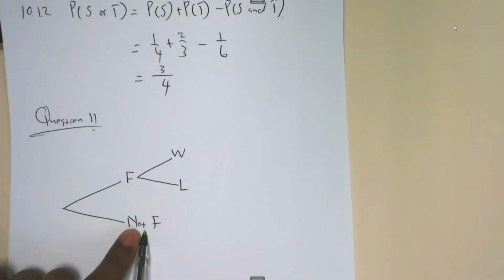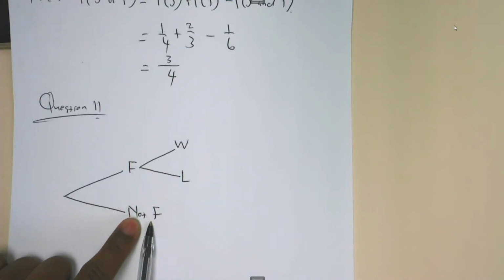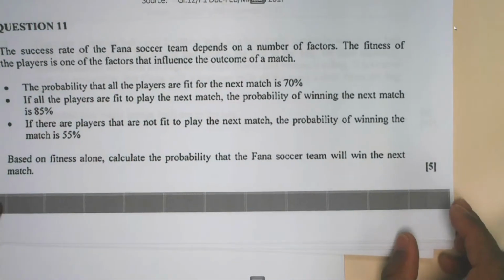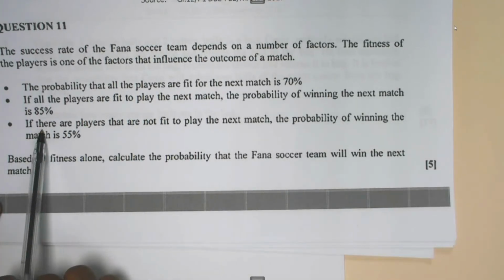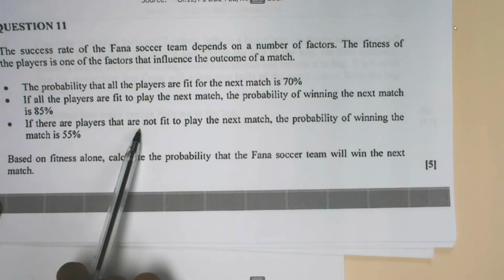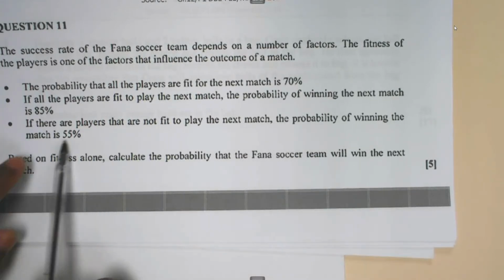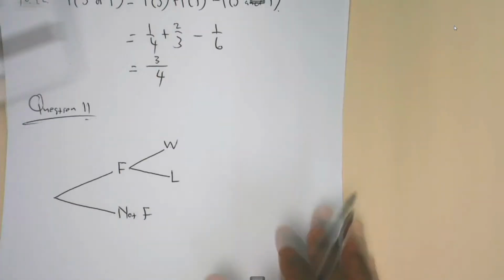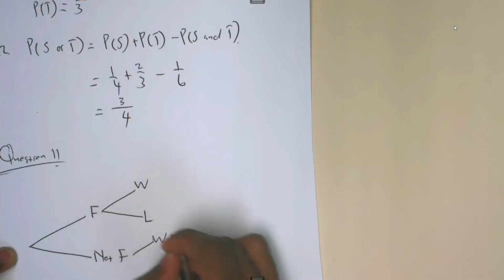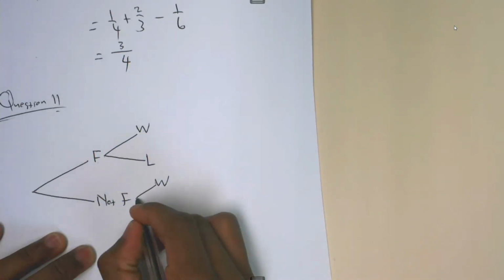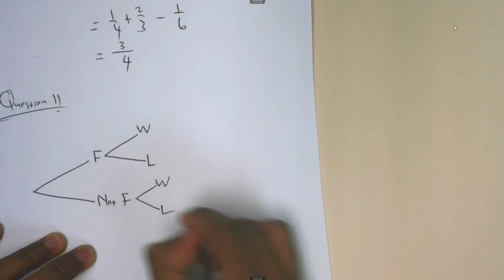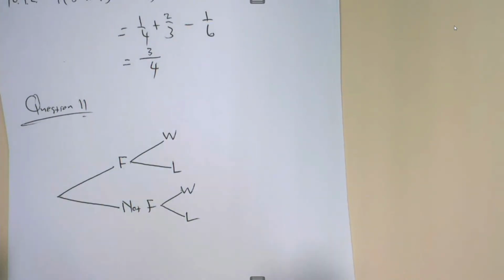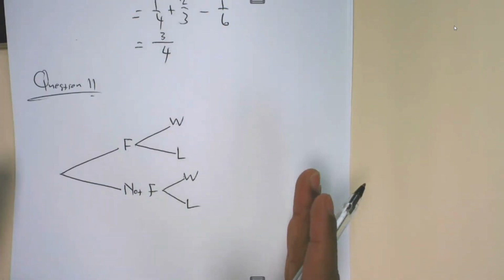And then let's go to them being not fit. If they are not fit, is there a probability of them winning the match? Yes. Let's go back to our statement here. The third bullet says, if there are players that are not fit to play the next match, the probability of winning the match will be 55%. So it's a significantly lower probability of them winning the match when they're not fit. So even when they're not fit, they still have the likelihood of winning the match as well as the likelihood of not winning the match, losing, L for losing. And now we have the structure of our tree diagram, which is quite important, but we're not done yet.